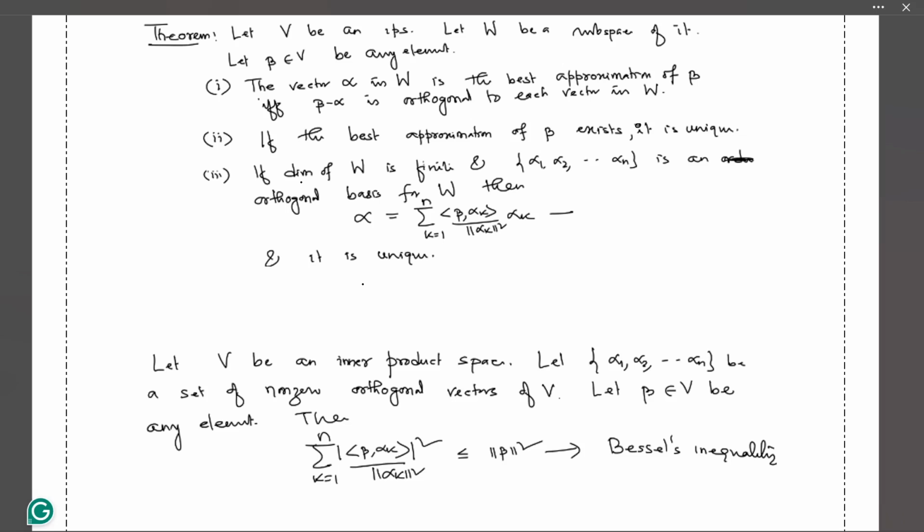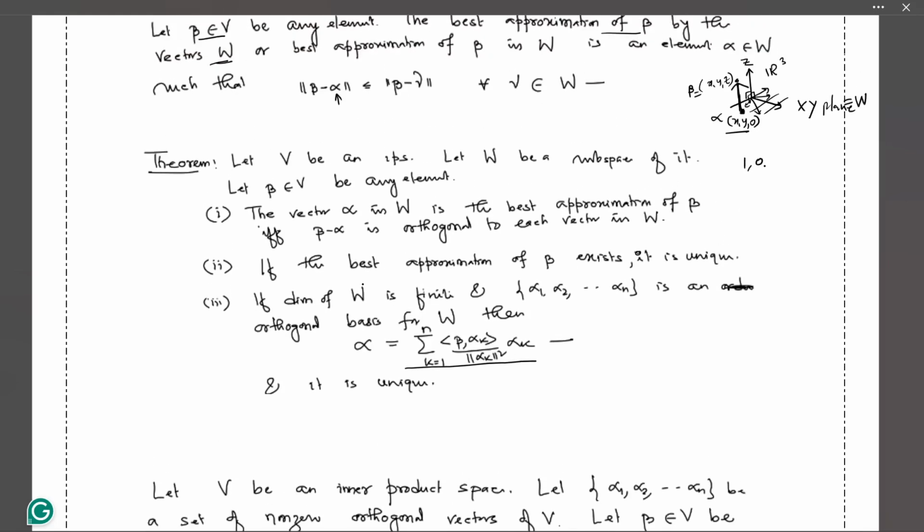Third, if the dimension of W is finite and alpha 1, alpha 2, up to alpha n is an orthogonal basis of W, then alpha can be taken as just the projection onto these coordinates alpha i. Like what I did here in this case, (1,0,0), (0,1,0) was an orthogonal basis, and I have projected onto the first coordinate, meaning the x axis.